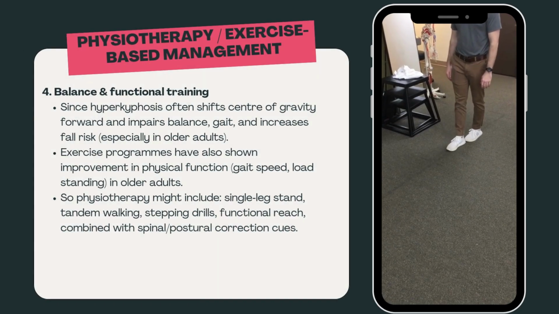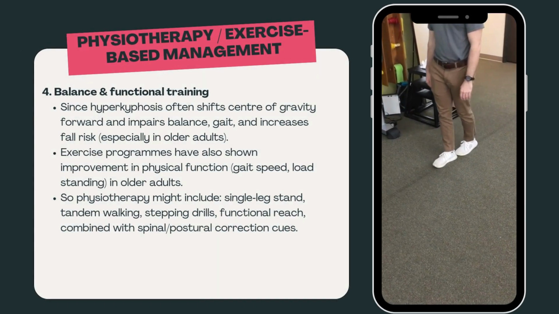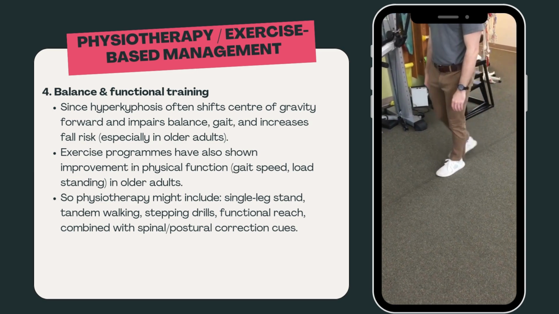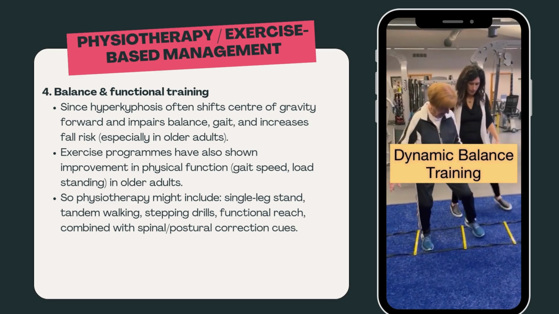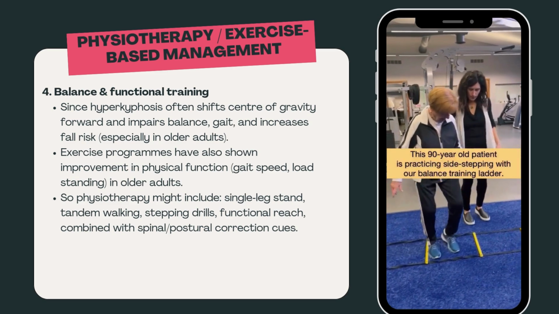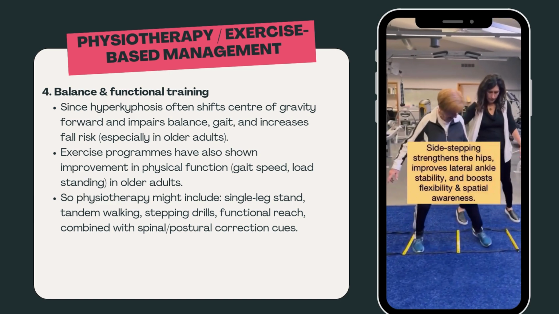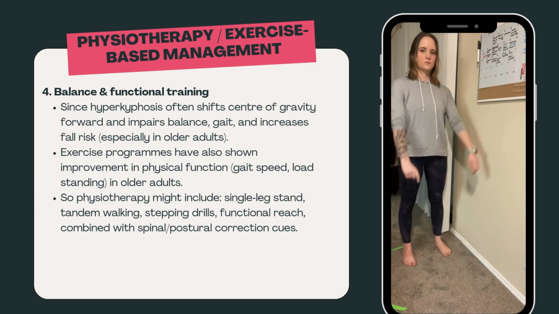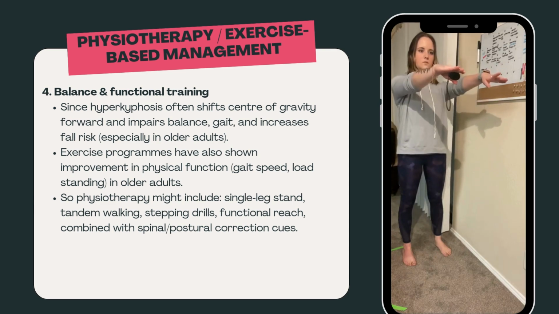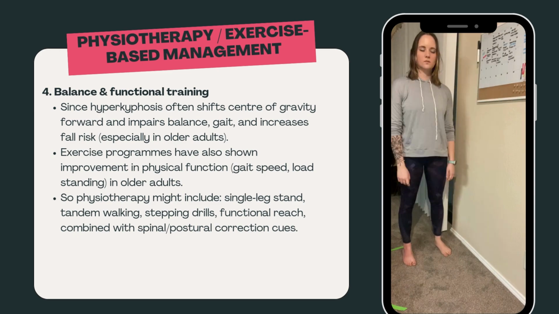4. Balance and functional training. Since hyperkyphosis often shifts the center of gravity forward and impairs balance and gait, it increases fall risk, especially in older adults. Exercise programs have also shown improvement in physical function, gait speed, and load standing in older adults. So physiotherapy might include single leg stand, tandem walking, stepping drills, functional reach, combined with spinal postural correction cues.